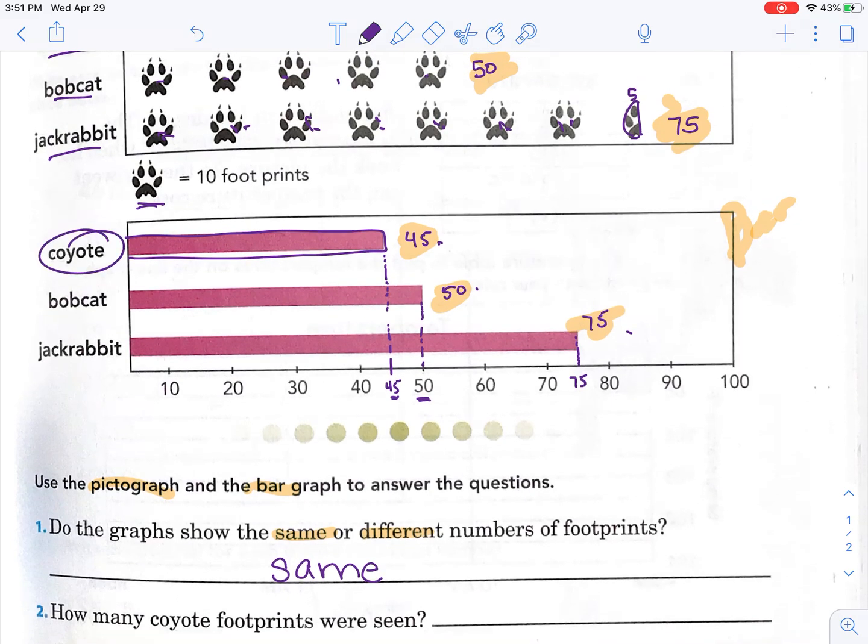Okay, how many coyote prints? How many coyote prints were seen? 45 prints, footprints.